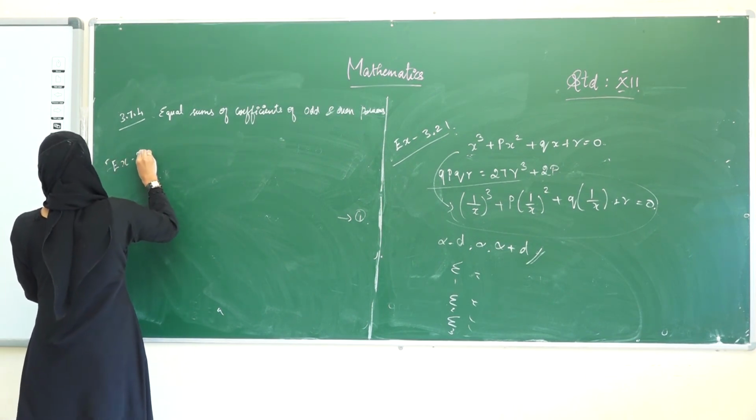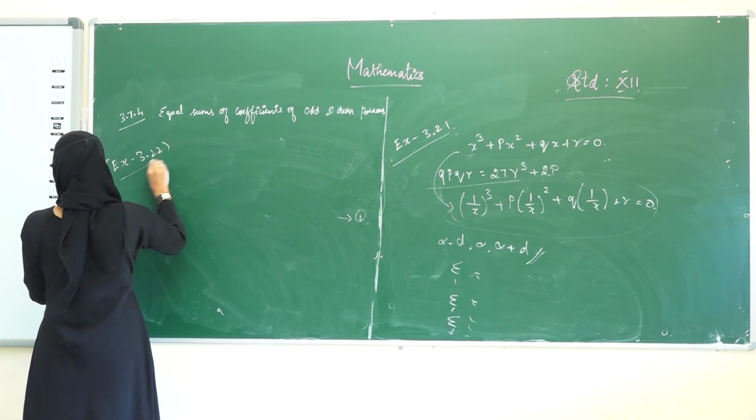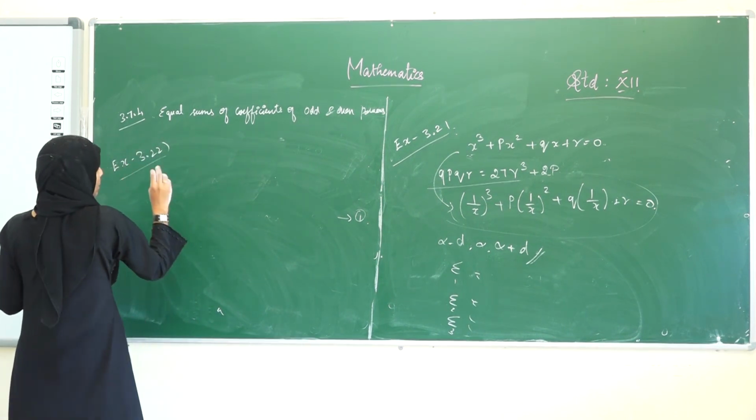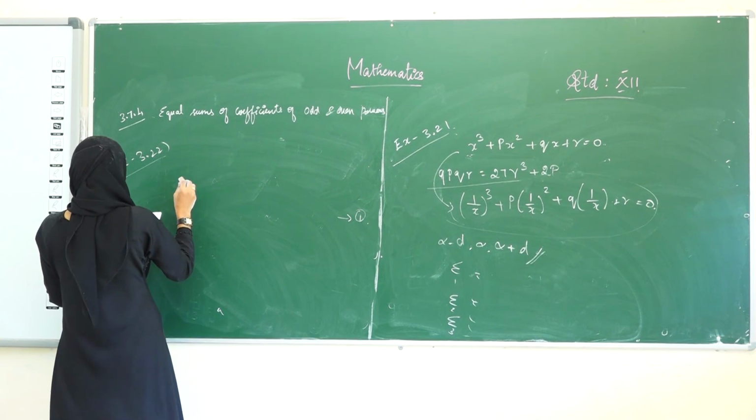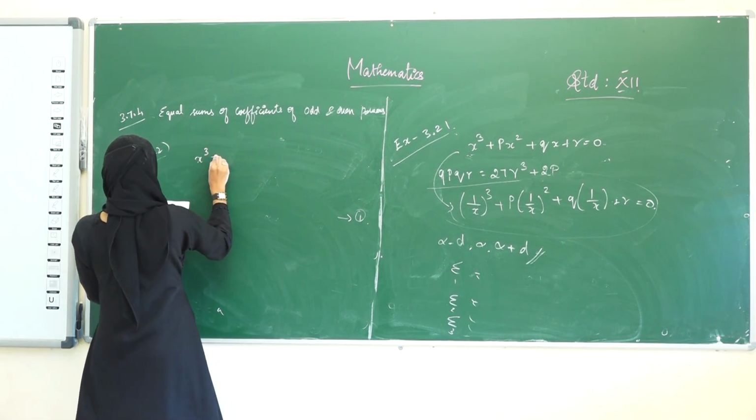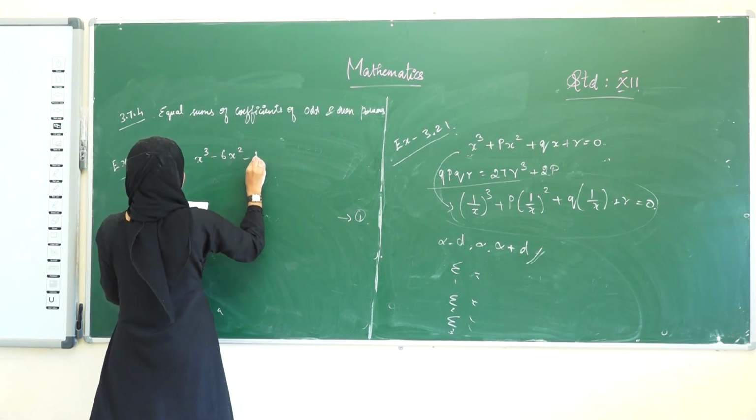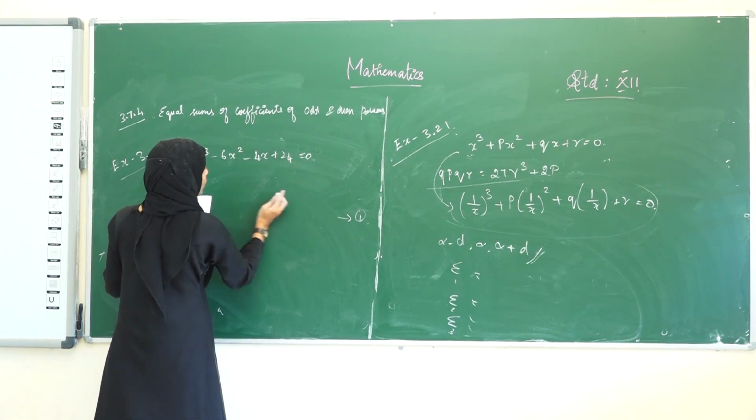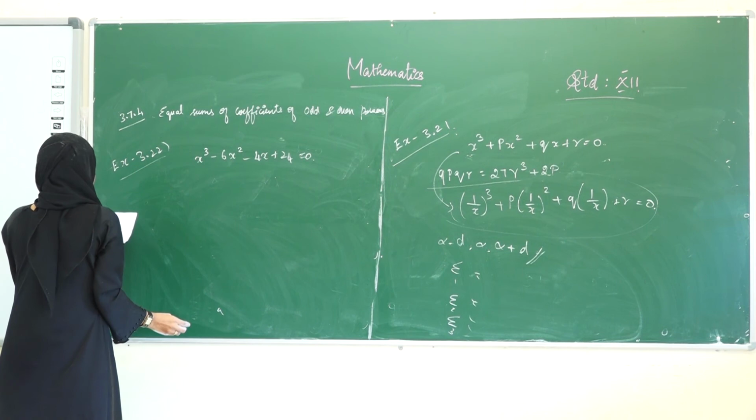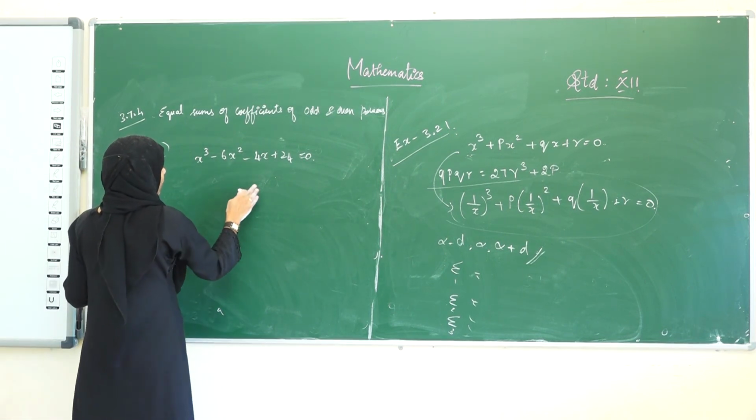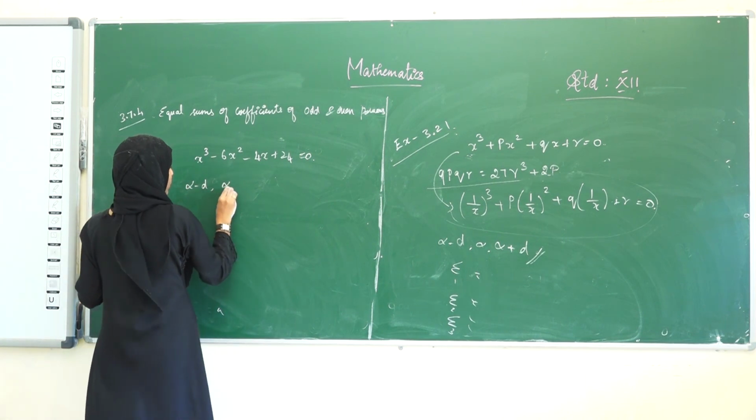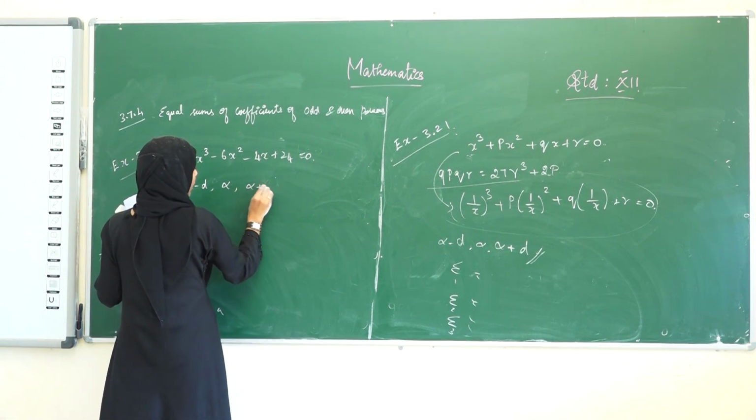Example 3.22. So this is also the same as example 3.19. They have given an equation x cube minus 6x square minus 4x plus 24 equal to 0, and the roots are in AP. We have to find the roots. Okay, since it is in AP, we are going to take the roots as alpha minus d, alpha and alpha plus d.